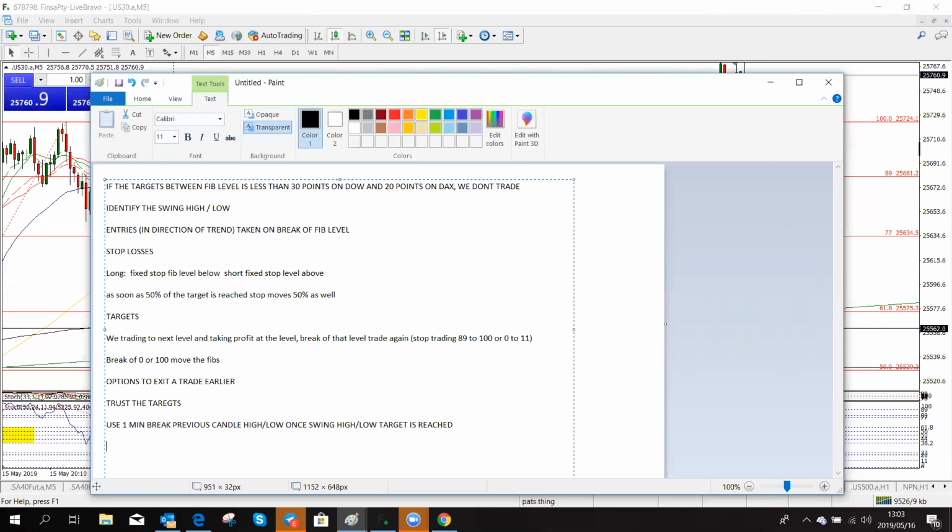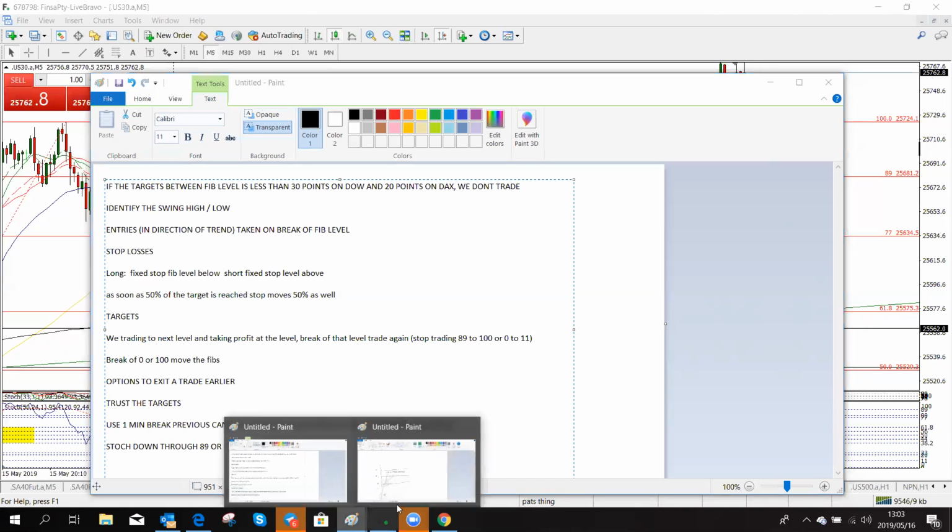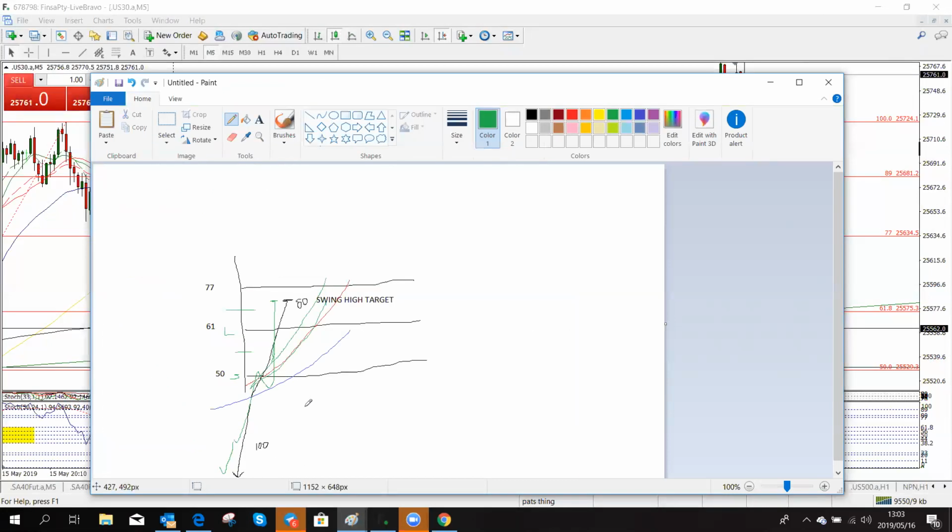Options to exit a trade earlier: trust the targets; a 1 minute break of the previous candle high or low once the swing high or low target is reached. And the last one you can use here is the stochastic down through 89, or up through 11. So if we go back to this drawing, at this particular point, if we look at any stochastic, there's our 50 level, there's our 89 and 11.